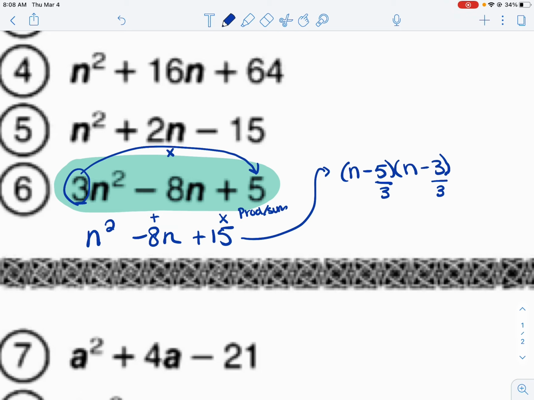And, well, 5/3, that can't divide evenly. That 3 doesn't go into 5 evenly. So if that happens, I'm just going to take the denominator and move it in front of the variable. So it'd be 3n minus 5. And then the other one would be n minus 3 divided by 3. Well, 3 divided by 3 is just 1. So I could write it as n minus 1.